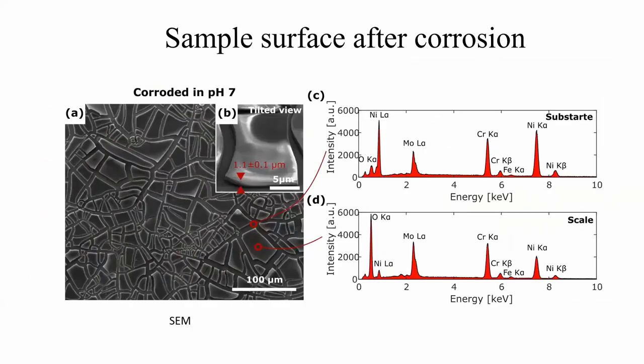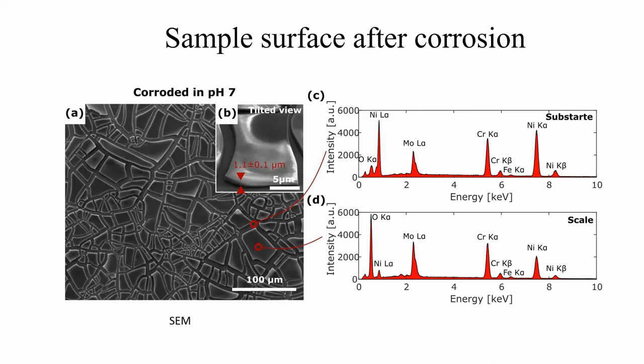If you take out the surface, then you see there is a brown mushy liquid, a brownish one. But if you dry it and put it in the SEM, it looks like this. These are so-called corrosion scales. These are about 1.1 micron thick. So these are from the corrosion products.